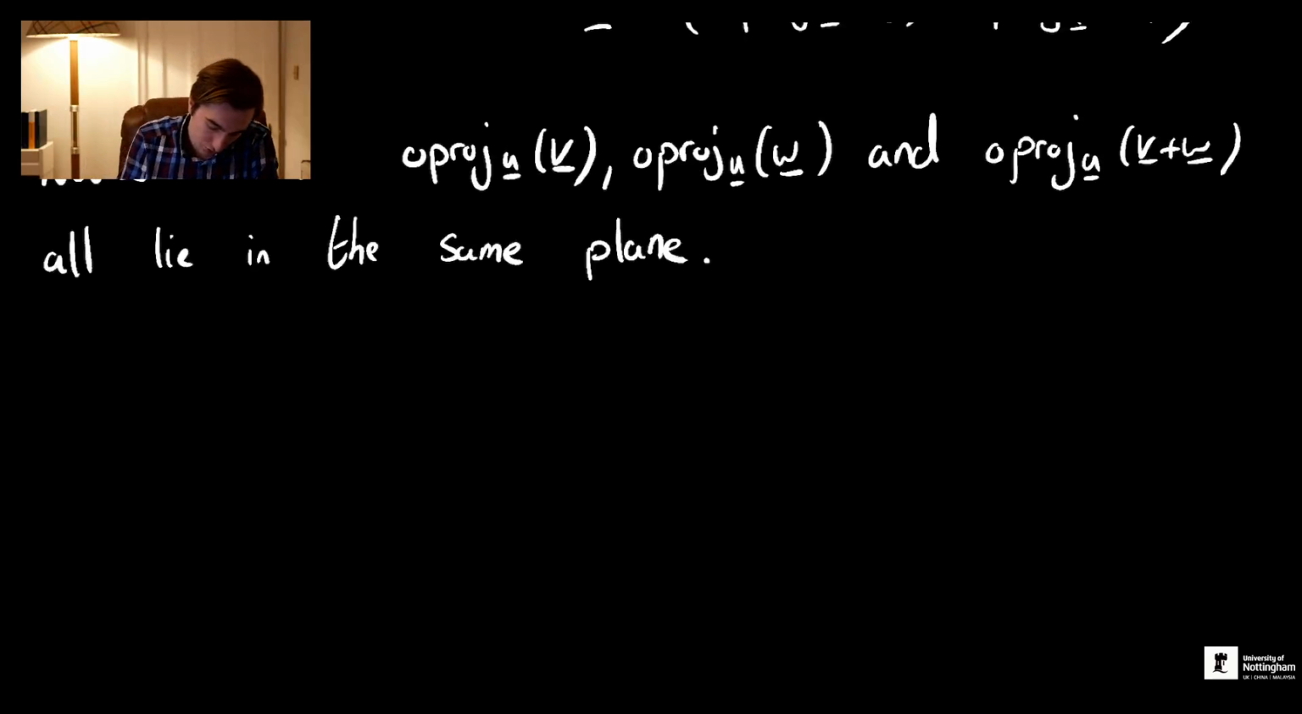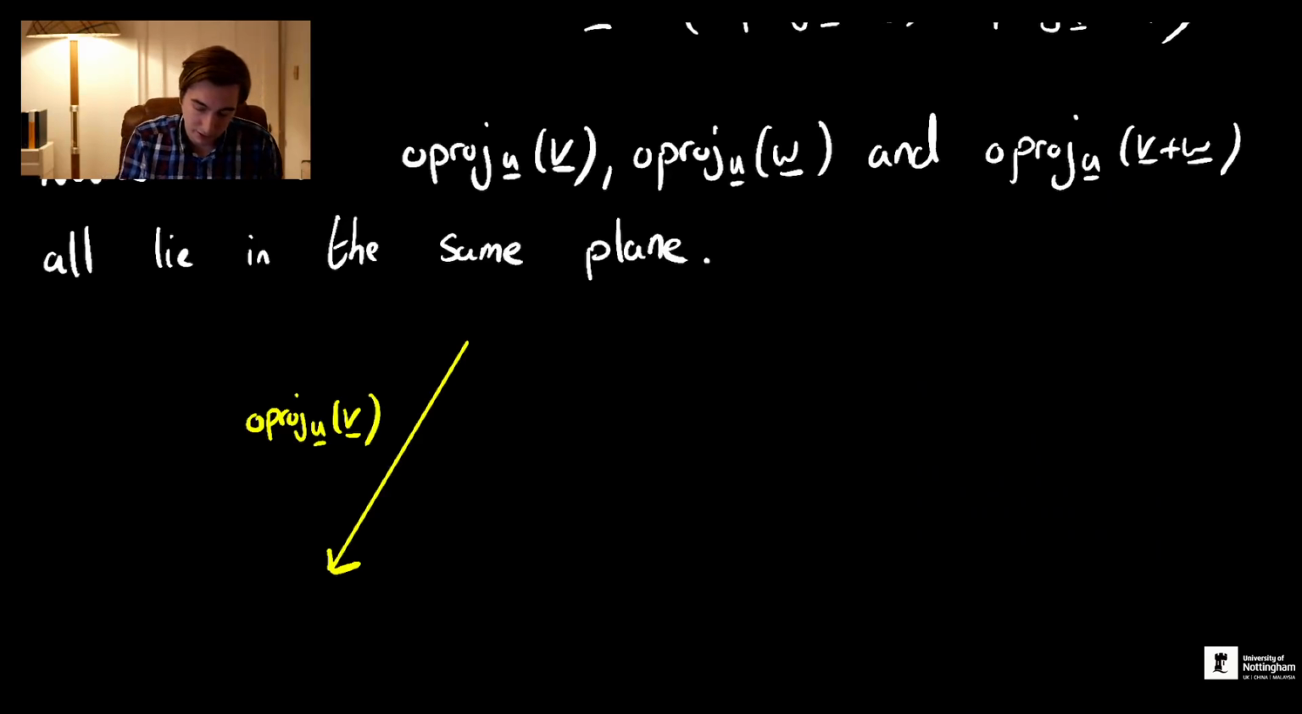So let's draw my first vector here. Let's think of this vector here as the orthogonal projection of v onto u. And I can take the other vector, this one here, which I'll write as a red vector, in the same plane, so we can draw it like this. So this is the orthogonal projection of w onto u.